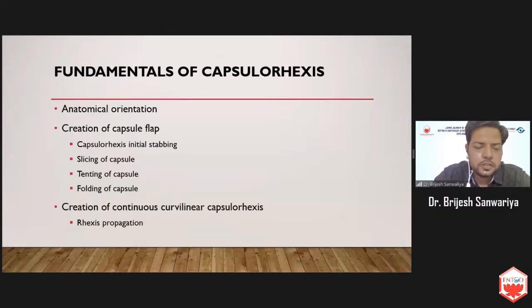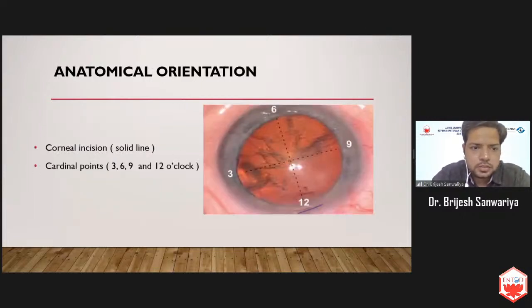Fundamentally, we should have the anatomical orientation about creation of the capsule flap: stabbing, slicing, tenting, and folding of the capsule, and creation of the continuous curvilinear capsulorhexis. Anatomical orientation, these are the four cardinal points which we need to know.